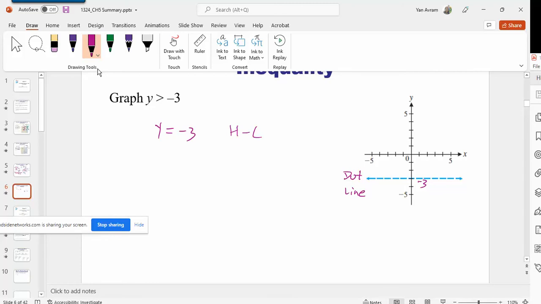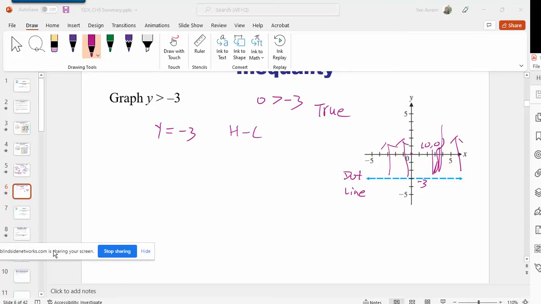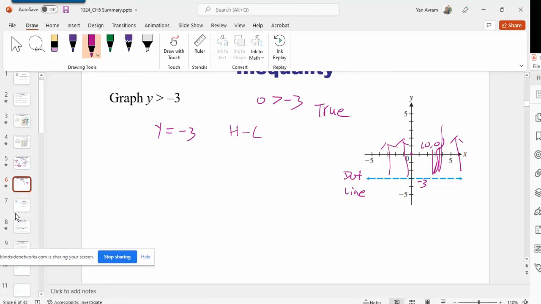Which part is the solution? Well, if I plug 0 and 0 in, 0, 0 is the origin point. Since I don't have an x, 0 greater than -3 is true, because -3 is a negative number, and 0 is always greater than any negative number. So that means the upper part is the solution for this one. That is how you identify the inequality here.